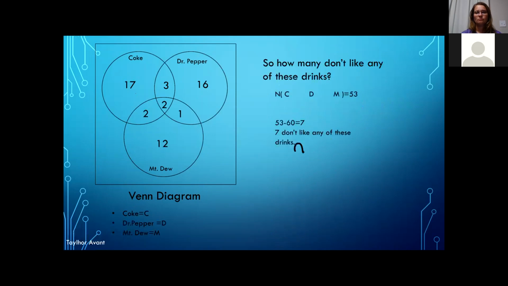Well, let's start with the intersects of C, which is Coke, D, that is Dr. Pepper, and M, which is Mountain Dew. Add those together and we get 53. 53 minus 60, which is the total that took the survey, gives us 7. 7 that don't like any of these drinks. We're going to place 7 within the square, but outside these circles in the diagram. And that completes our problem solving.